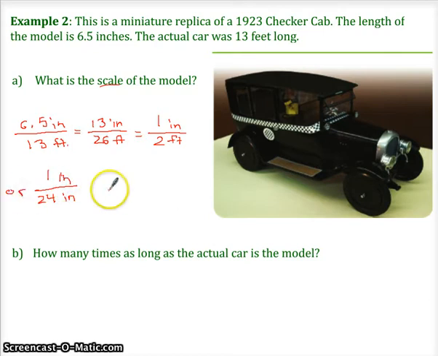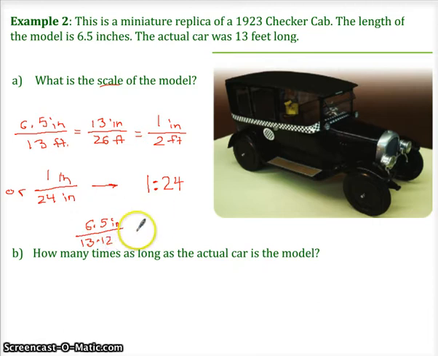That's 1 inch to 24 inches, and I can also write that as this, and this is what you see a lot with scale models: 1 to 24 with the little ratio colon in there. I could have also done that this way: 6.5 inches to 13 feet. I could have gone something like this: 6.5 inches to 13 feet in inches, which is 13 times 12.